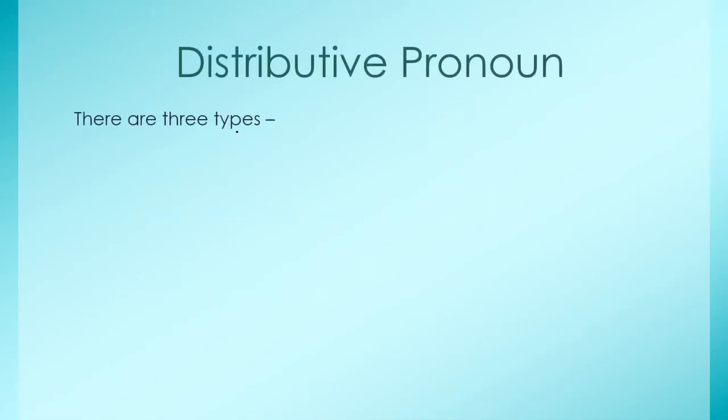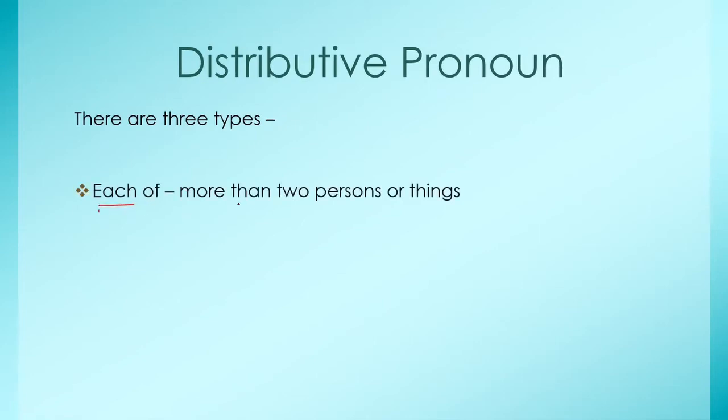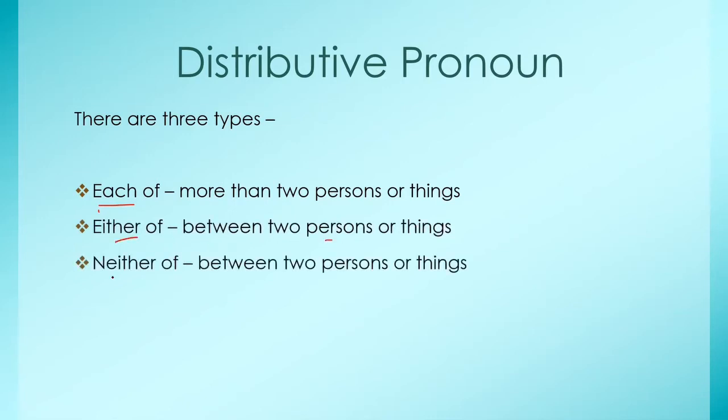Distributive pronoun. There are three types: each of which is used for more than two persons or things, either of which is used between two persons or things, and neither of which is used between two persons or things. These all have singular verbs.